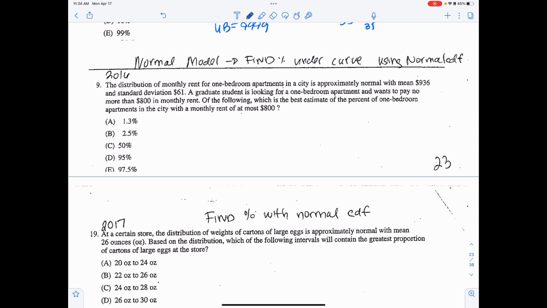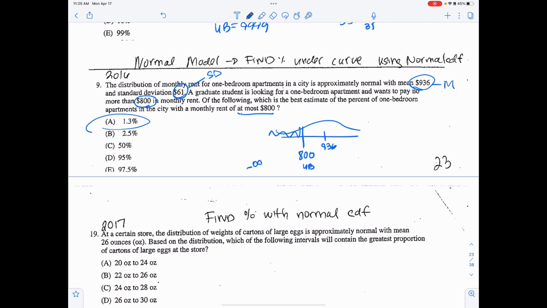The distribution of monthly rent is approximately normal, with a mean and standard deviation. A graduate student looking for a 1-bedroom wants to pay no more than 800. Of the following, what's the best estimate of the percent of 1-bedroom rents that are at most 800? So I'm looking for at most 800. So 936, I'm looking for 800 to be my upper bound, and my lower bound to be negative infinity, or negative 9999. And that indeed is able to get us 1.3%.